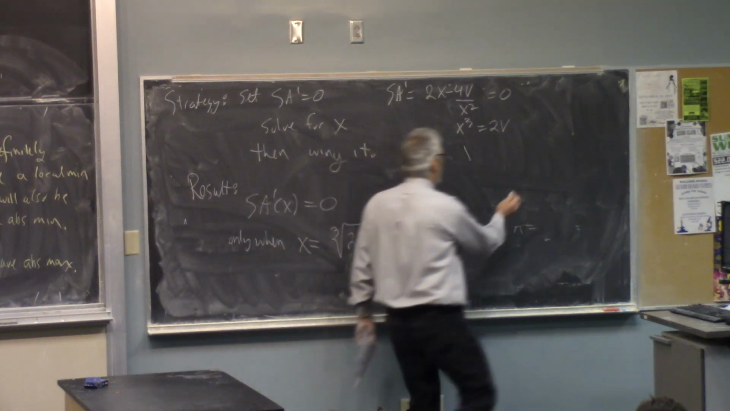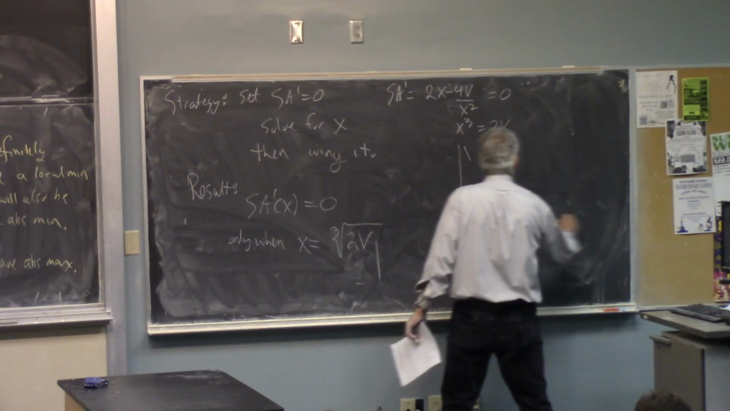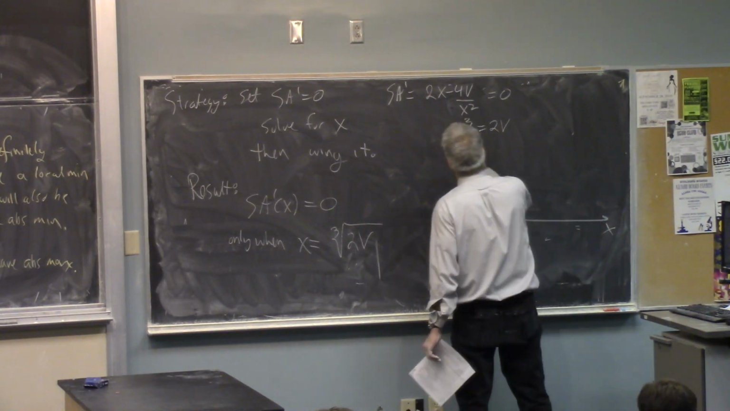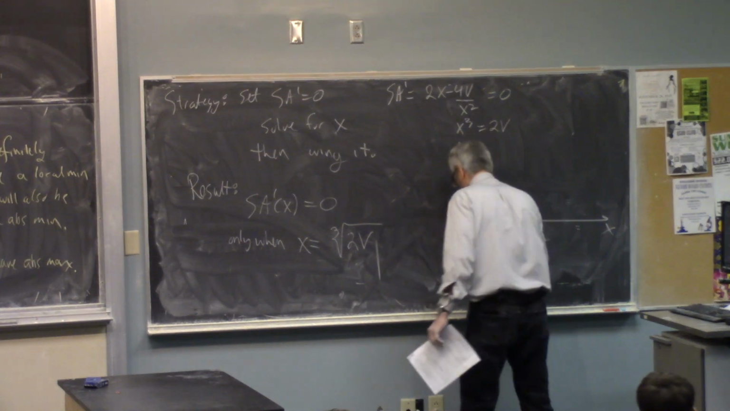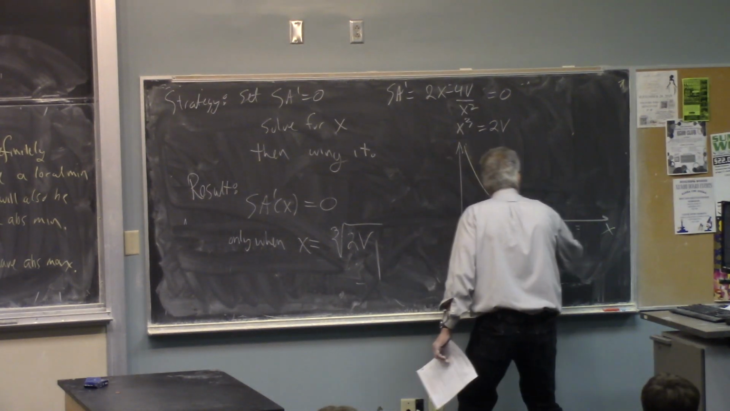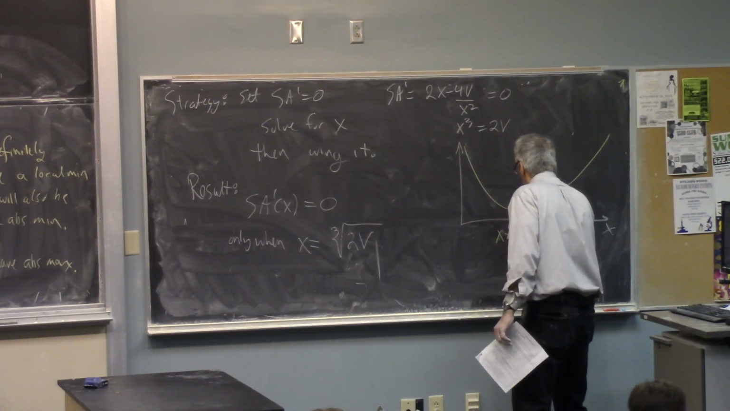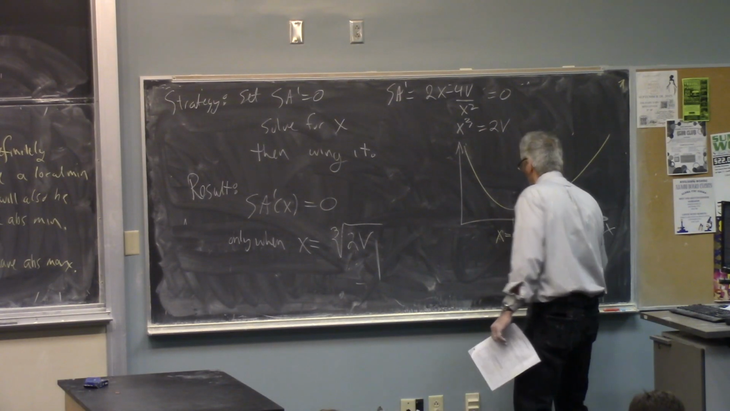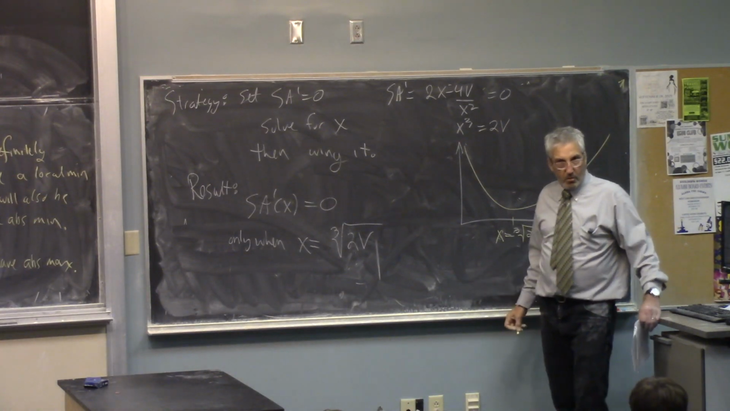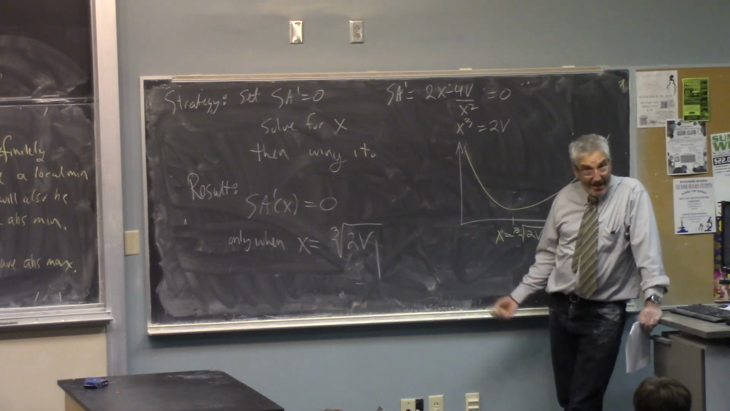So that tells us that the surface area graph looks like this. This happens at x equals the cube root of 2V. So that's where there's a local min and an absolute min.